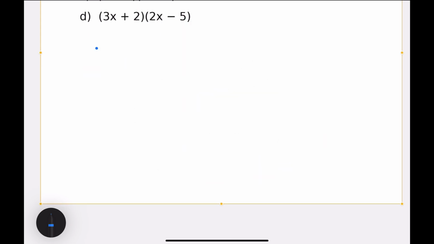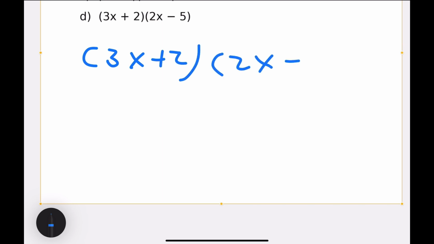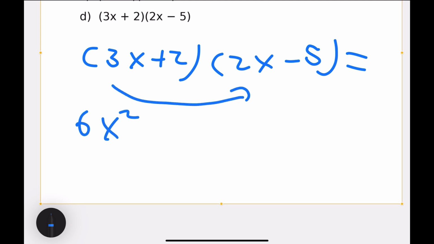Okay, part D. So we have (3x + 2) and (2x - 5). So let's multiply this out. So 3x multiplied by 2x, that is going to be 6x squared, as 3 multiplied by 2 is 6, but x multiplied by x is x squared.